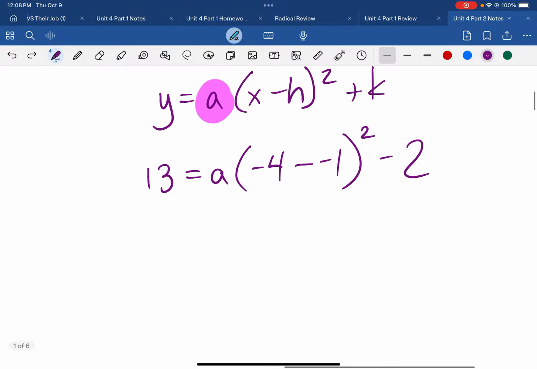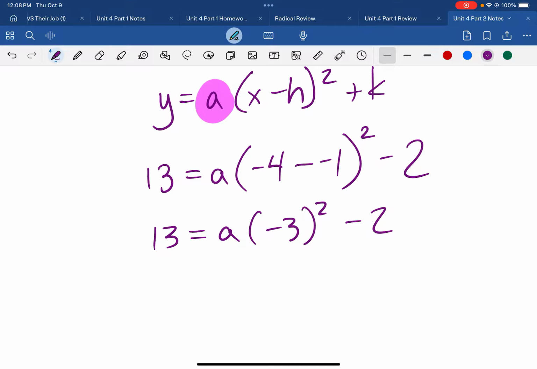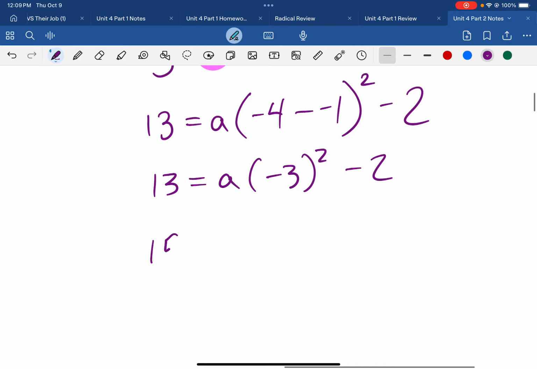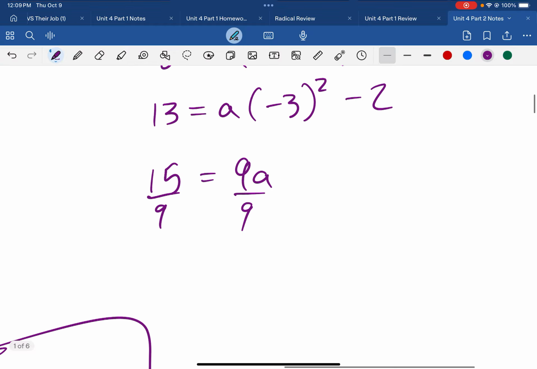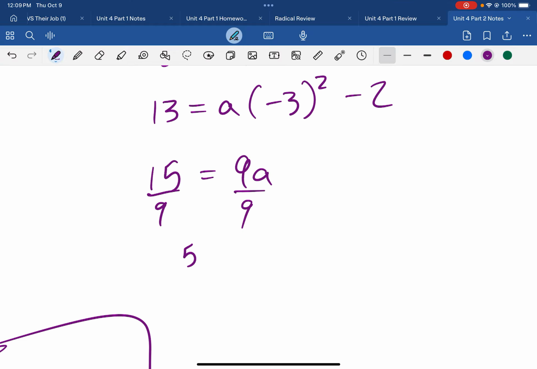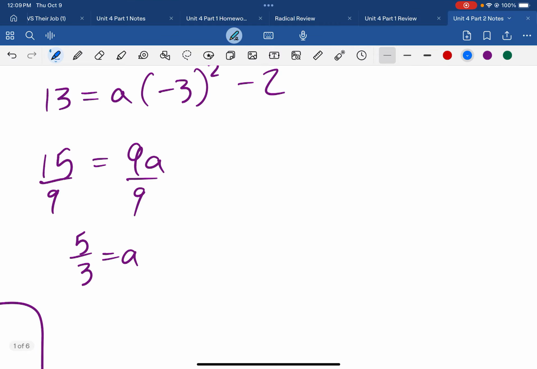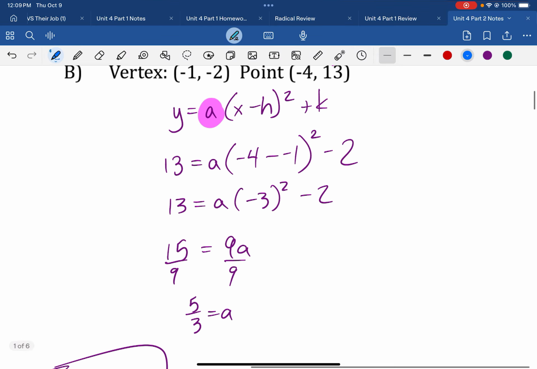by adding those. 13 equals, that inside of there is going to be a negative 3 squared minus 2. I'm going to square that and add 2 at the same time, so I get 15 equals 9a. Divide by 9, divide by 9. And 15 over 9 reduces to 5 over 3. So that's my beginning value. So my overall equation in vertex form is y equals 5/3 (x plus 1) squared minus 2.